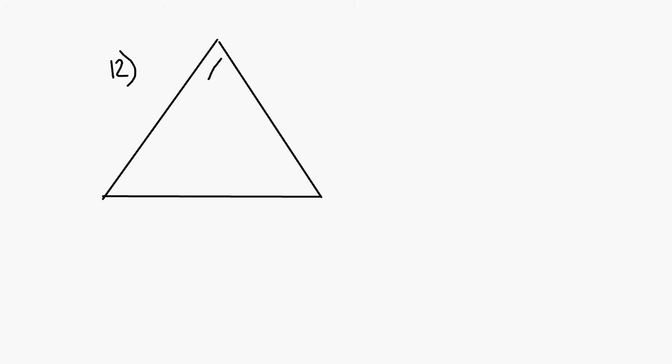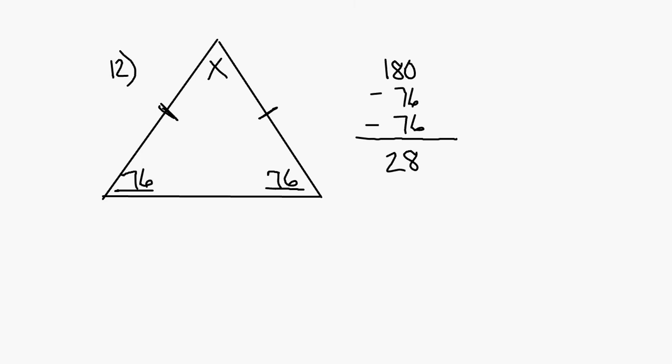All right, this is x. If these two sides are the same, what do you know about these two angles, those two bottom angles? Good. So if this is 76, what's this? Good. So wouldn't the x be equal to 180 minus 76 minus another 76? 28. X is equal to 28.